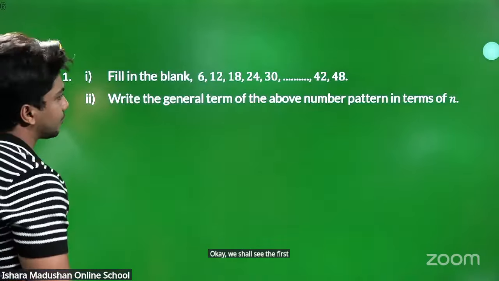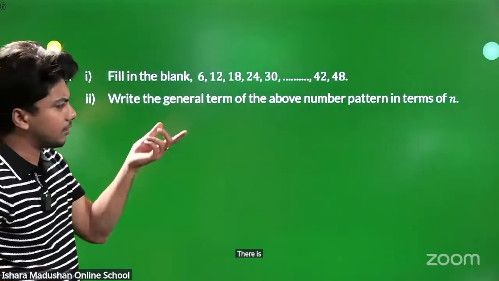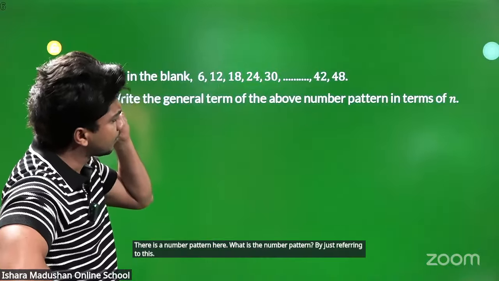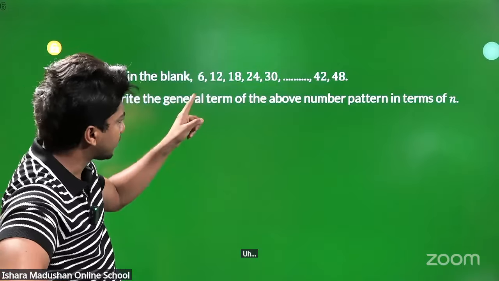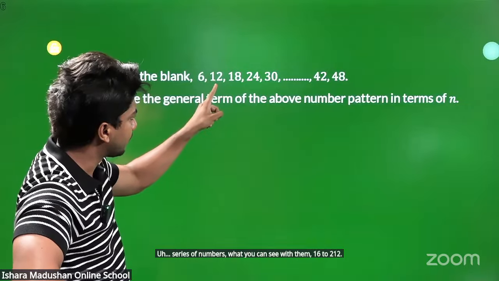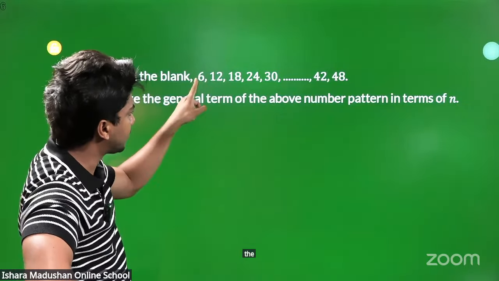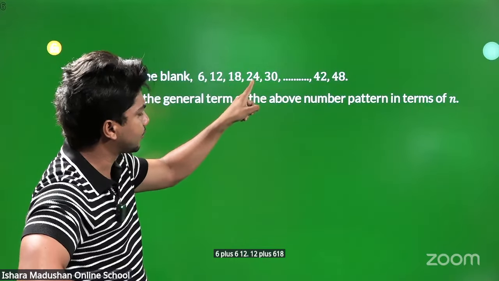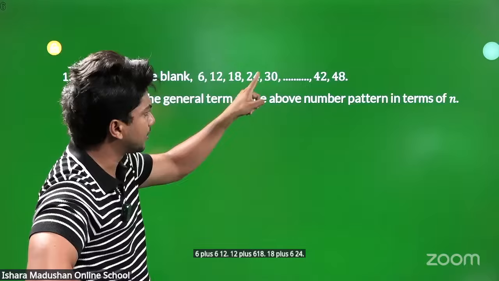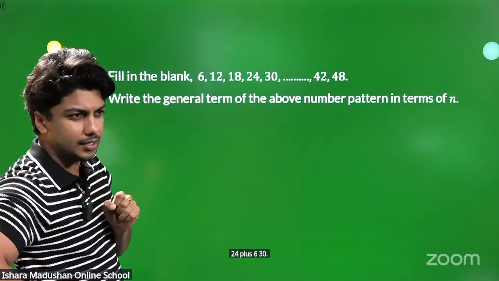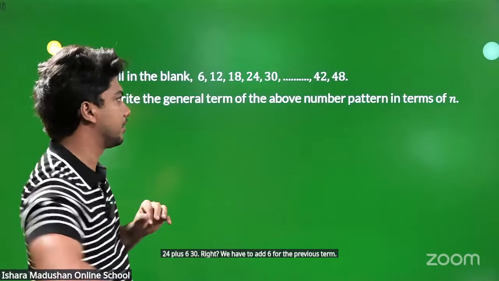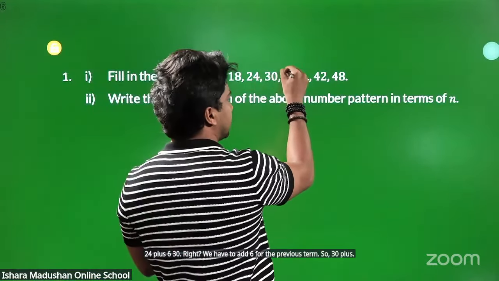Fill in the blanks. There is a number pattern here. What is the number pattern? By referring to this series of numbers, what you can see is 6 into 2, 12. 6 plus 6, 12. 12 plus 6, 18. 18 plus 6, 24. 24 plus 6, 30. We have to add 6 to the previous term. Number pattern. So 30 plus 6, it is 36 that should be here.